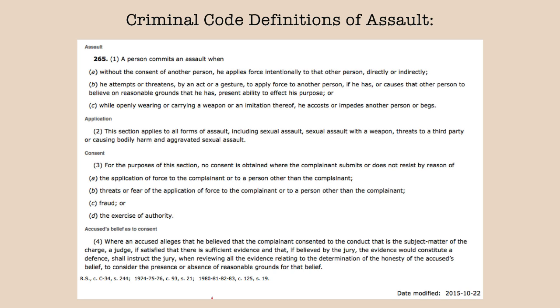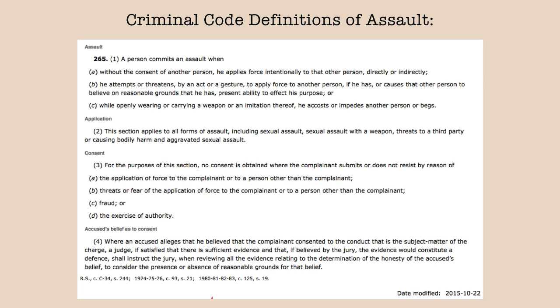Without the consent of another person, he applies force intentionally to that other person, directly or indirectly. He attempts or threatens by an act or a gesture to apply force to another person if he has or causes that other person to believe on reasonable grounds that he has present ability to effect his purpose, or while openly wearing or carrying a weapon or an imitation thereof, he accosts or impedes another person or begs. Okay, so basically these are different criteria that can constitute an assault charge.